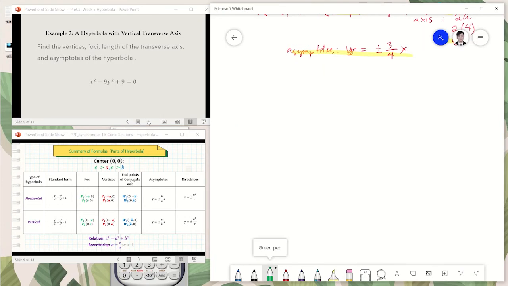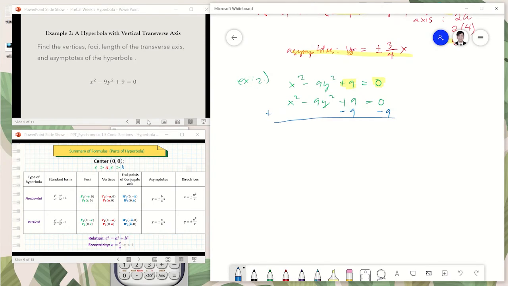So first of all, we have to make sure that our equation x squared minus 9y squared plus 9 is equal to 0 is written in standard form. And for now, we have two problems unlike example 1. The right side is a 0 and not a 1. And on the left side, there is a term which is just a constant. So what you need to do, we have to get rid of the 9 first by adding its additive inverse or its opposite, negative 9.